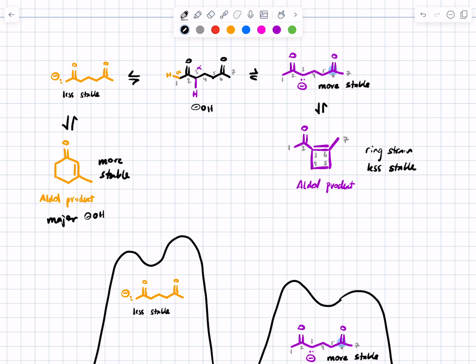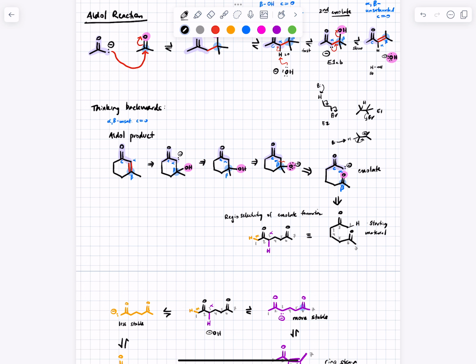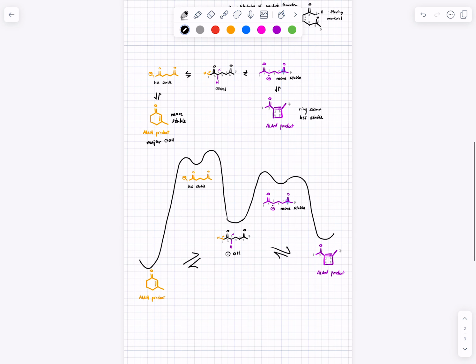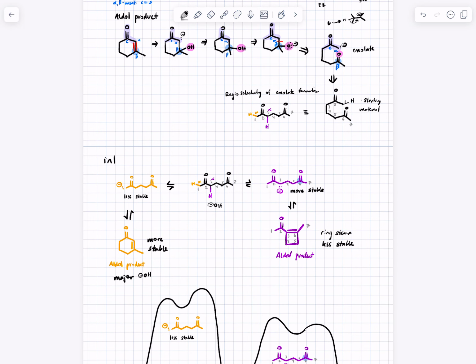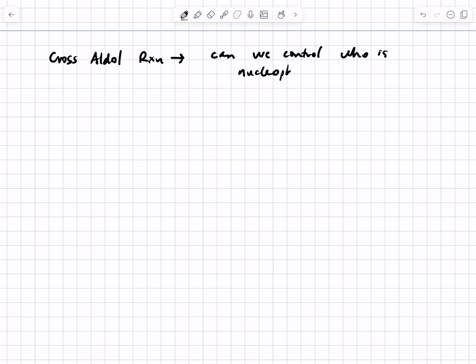Okay. Well, let's now show you that in both of these reactions that we've done, a molecule is reacting with itself. What we've shown you here is an example of what's called an intramolecular aldol reaction. What we want to do now is see whether we can do reactions with an enolate that's derived from a different molecule than the electrophile. We call this the cross-aldol reaction, and the question we want to ask is, can we control who is the nucleophile enolate versus who is the electrophile?